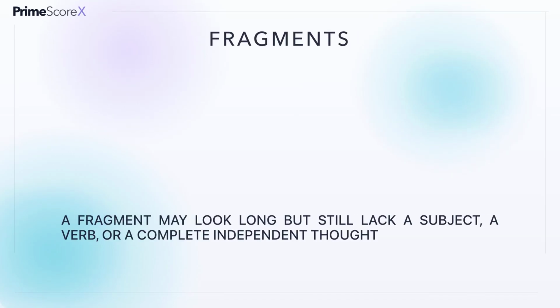"Because the construction project caused several delays" contains a subject and verb, but the word "because" leaves the reader waiting for the result. You can repair it by removing "because" or adding an independent clause. Because the project caused delays, the city extended the deadline. Length does not determine completeness. The relationship between the words does.